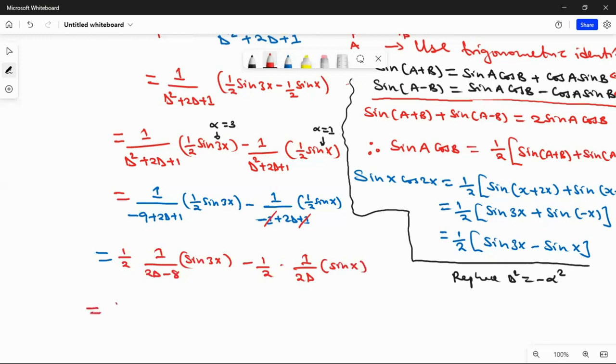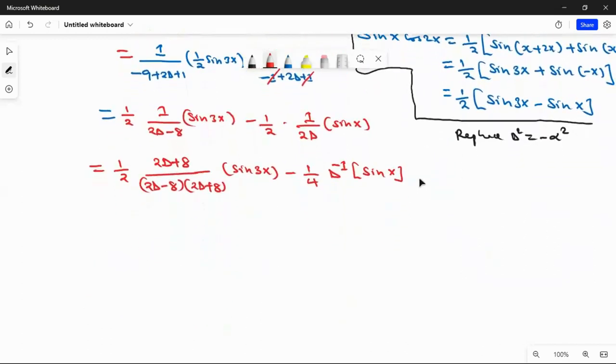So you can as well write this as 1 over 2 into 2D plus 8 over 2D minus 8 times 2D plus 8, operating on sine of 3x, then minus 1 over 2, of course it's now 1 over 4, so what I can see there's another 2 in the denominator, so minus 1 over 4 D inverse of sine x. That's what we have, and D inverse means integral operator.